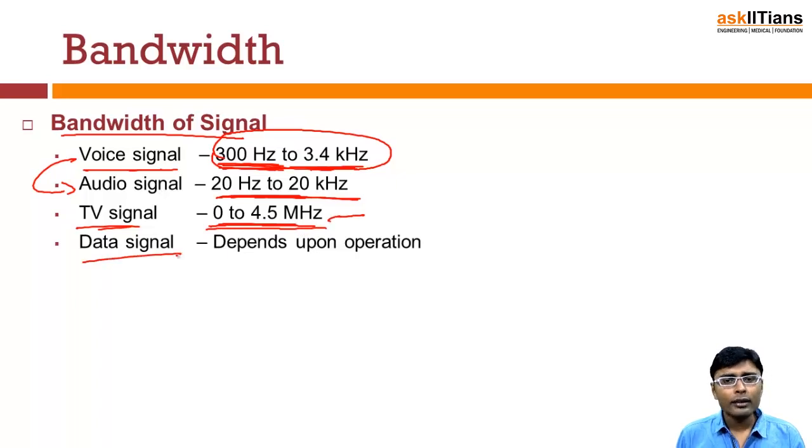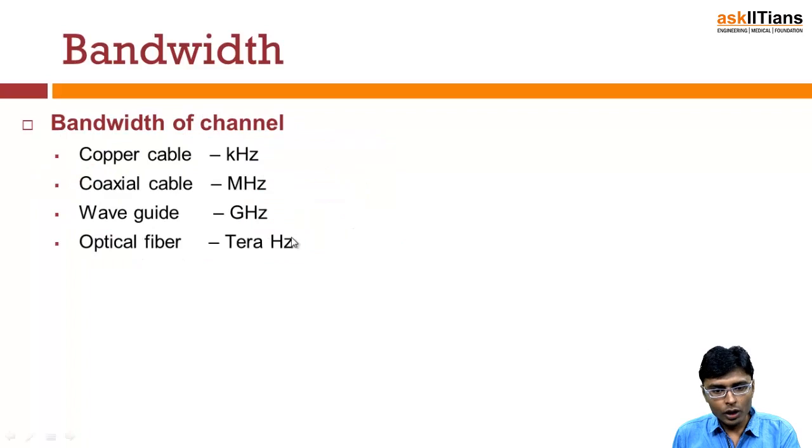Data signal. For the case of a data signal, it depends upon the operations. The bandwidth depends on the type of operation and the application for which the data signal is used, right?